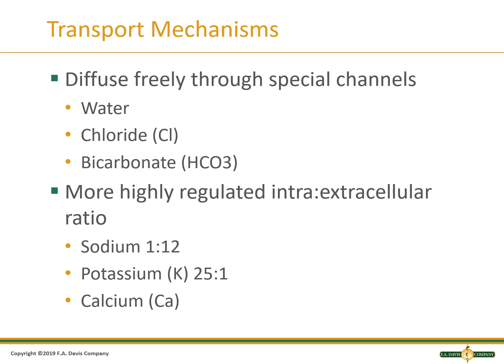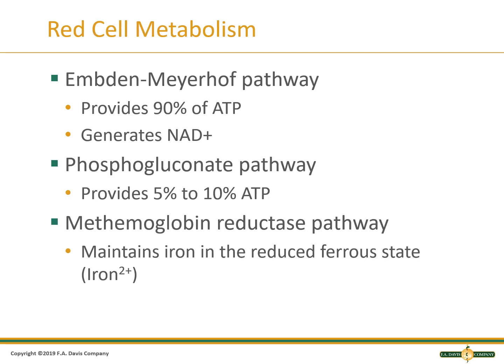The transport mechanisms are used to diffuse freely throughout these special channels, and they transport things such as water, chloride, and bicarbonate. It's more highly regulated with an intracellular to extracellular ratio when it comes to your metabolites or electrolytes such as sodium, potassium, and calcium. Since a mature red blood cell has no nucleus or any mitochondria, it is dependent on getting all of its energy from the breakdown of glucose.